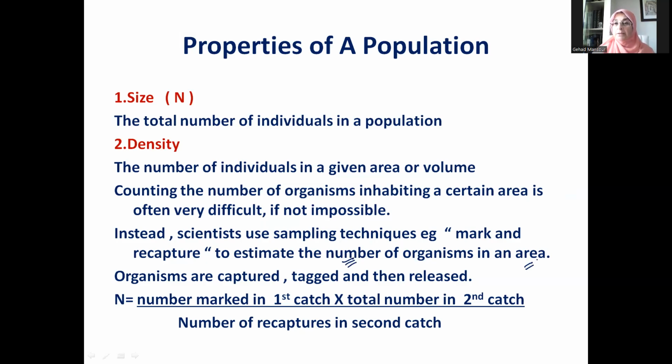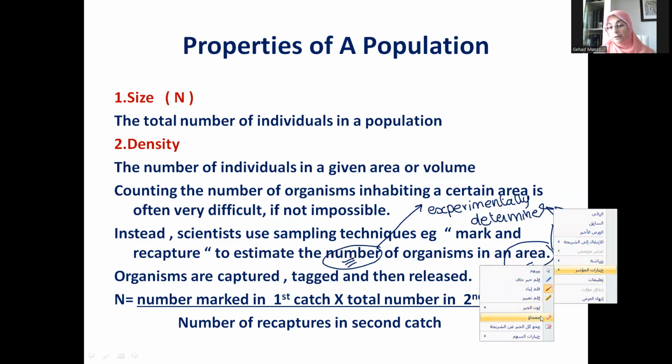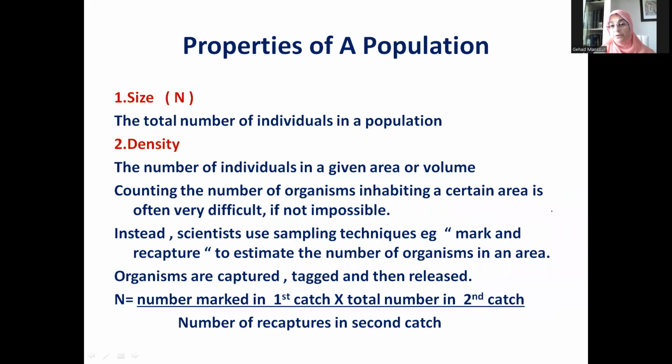So what about the density? It's totally okay. Since we determine the number in a particular area, then afterwards, once we get the number, which will be experimentally determined, and then the area, of course, can be measured, then at that time, when we have both, we can divide the number by the area and we get the density.